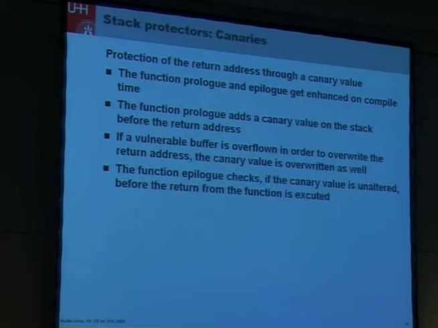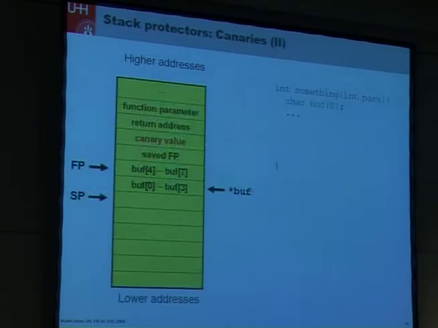We've seen in the presentation right before me what the function prologue and epilogue look like. The prologue does some stuff on the stack, and the epilogue does some pops. Those stack protectors add some code to the function prologue and epilogue to check if the canary is still valid. Just look at an example, then this should be easy to understand. We have a stack frame here with the function parameters, the return address, and then a canary value right in front of the return address.